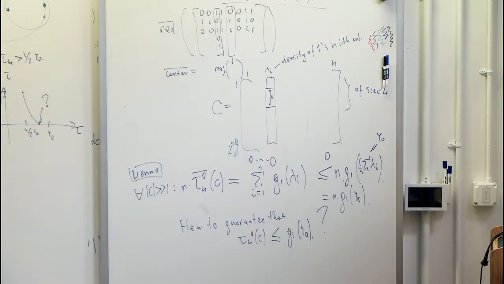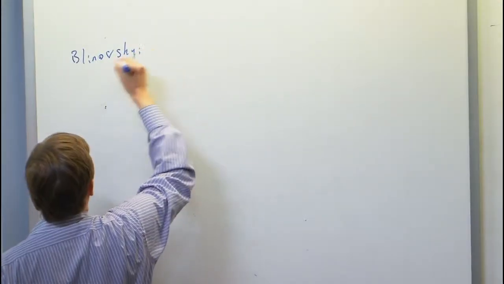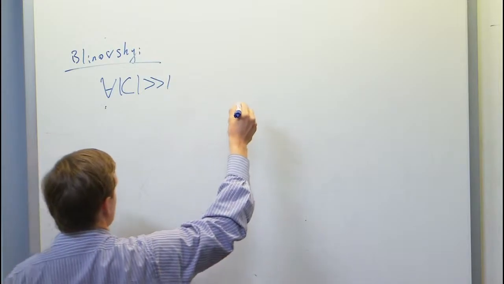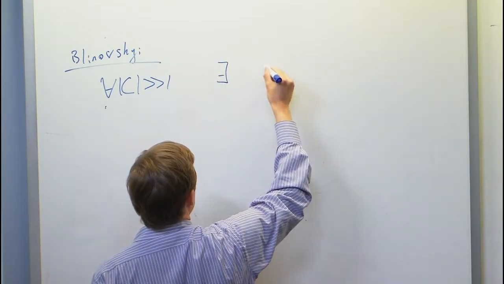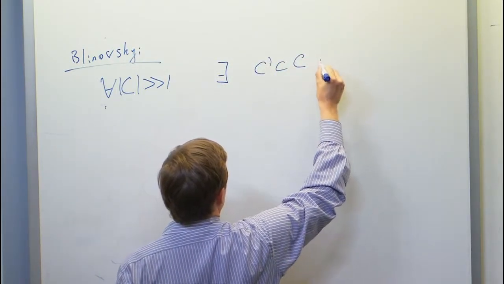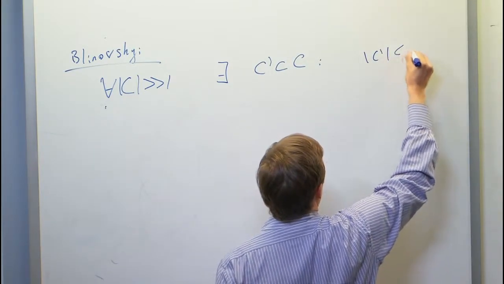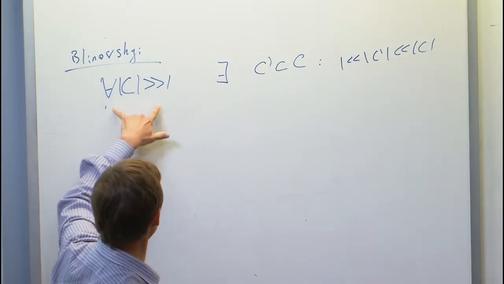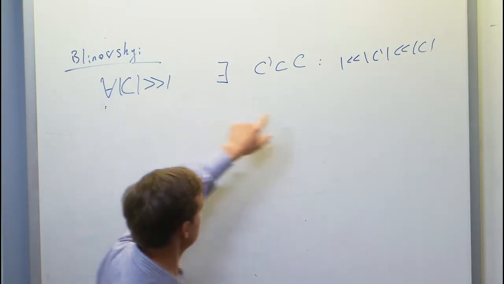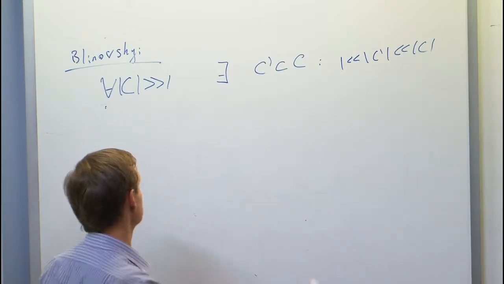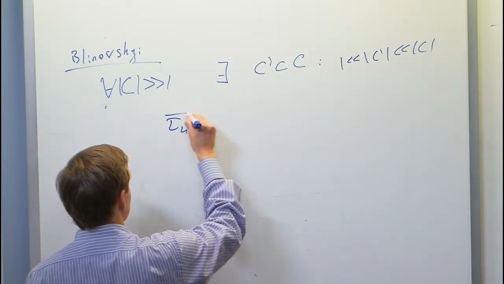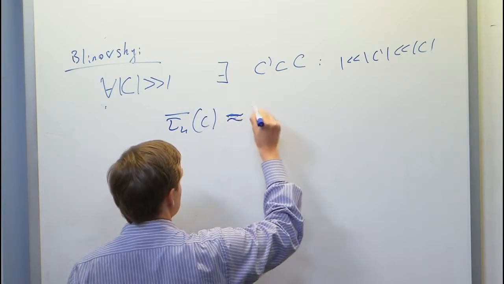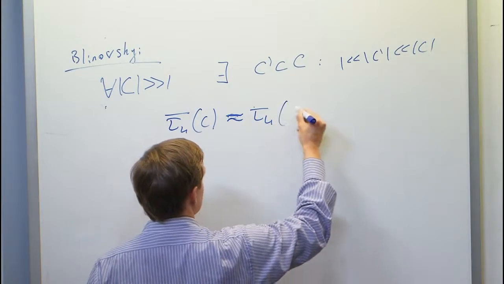Polyanskiy showed for every code, for every large code, there exists a subcode which is much smaller than C, but still, as the size of this code goes to infinity, the size of his subcode also goes to infinity, with the astonishing property that the average radius is approximately equal, as n goes to infinity, to the maximal radius.